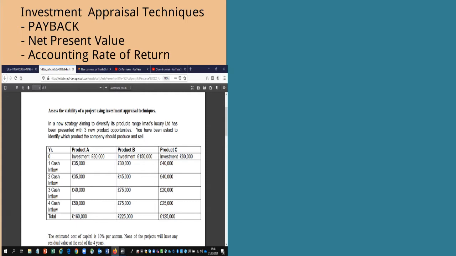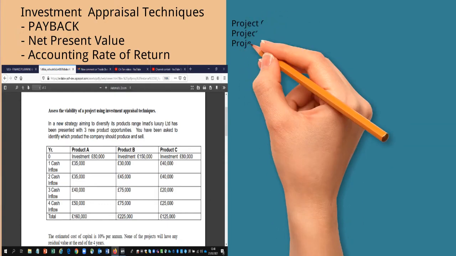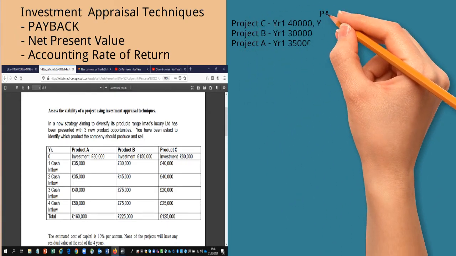And then over the next 4 years, you have year 1, 2, 3, and 4 with estimated cash flows for each project. And then the total cash flow at the end for project A is 160,000 with an 80,000 pound investment. Project B, 225,000 pounds with a 150,000 pound investment, and project C, 125,000 pounds with an 80,000 pound investment. So the question really is, how do we know which project to go for?